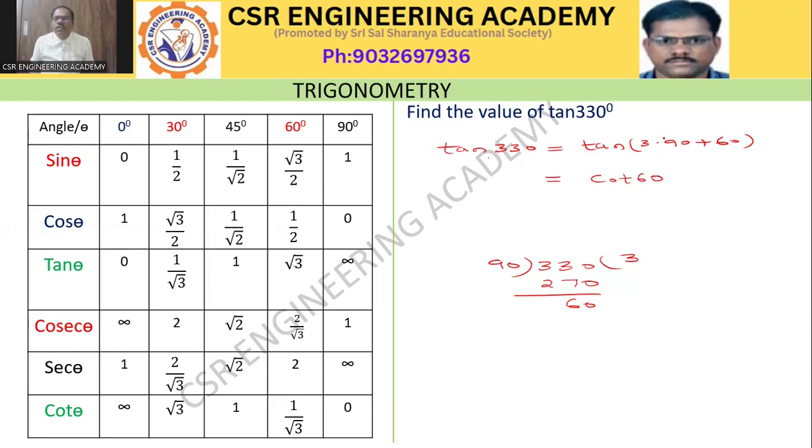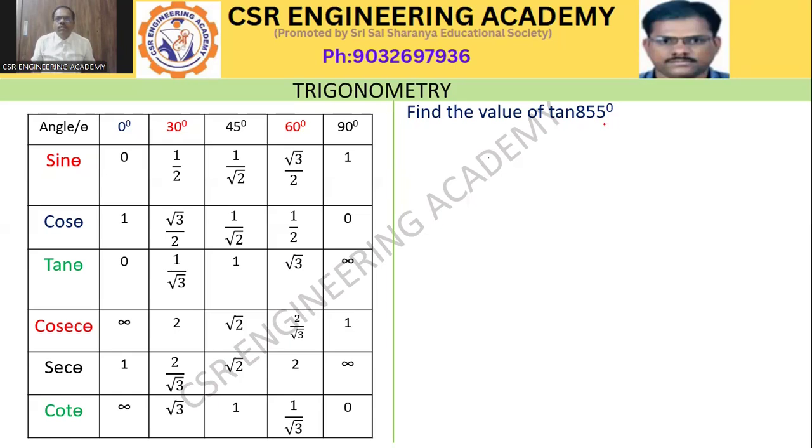For the quadrant, here the multiple of 90 is 3 plus 1, 4. 1, 2, 3, 4. That is in the fourth quadrant. In the fourth quadrant, tan is minus, so it is equal to minus cot 60. Cot 60 value, cot 60, that is 1 by root 3. Minus 1 by root 3.